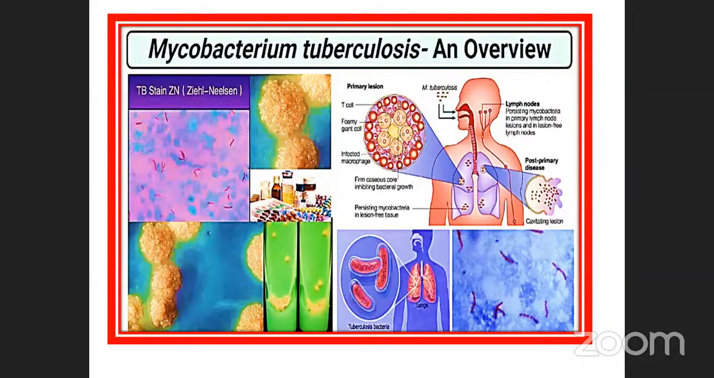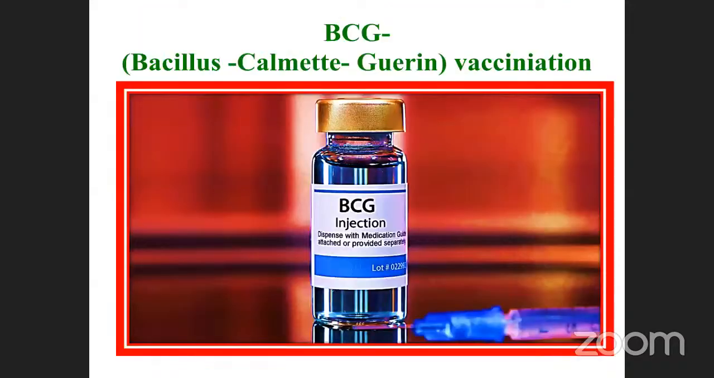This should be noted down. These are all very, very important. Sometimes they will ask the question: which stain is used for Mycobacterium tuberculosis? Ziehl-Neelsen stain, also called the Ziehl and Neelsen stain. Note these things down also. So BCG, these are the BCG injections, Bacillus Calmette-Guérin vaccinations. These are all very, very important.